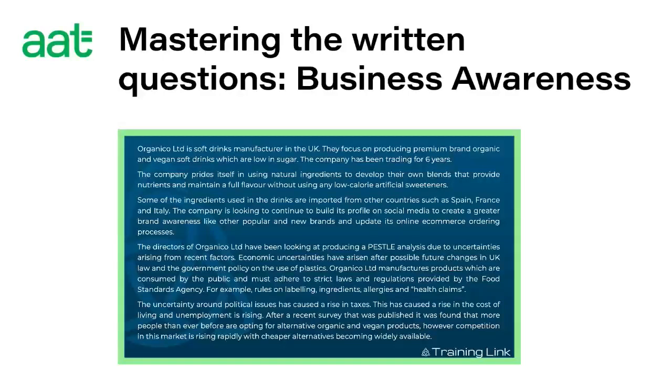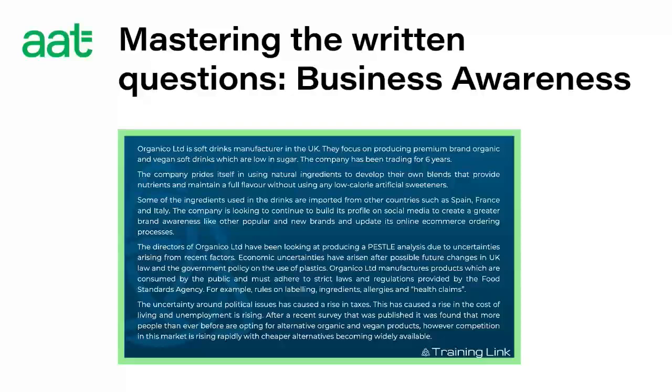from recent factors. Economic uncertainties have arisen after possible future changes in UK law and the government policy on the use of plastics. Organico Limited manufactures products which are consumed by the public and must adhere to strict laws and regulations provided by the Food Standards Agency. For example, rules on labelling, ingredients, allergies, and health claims.